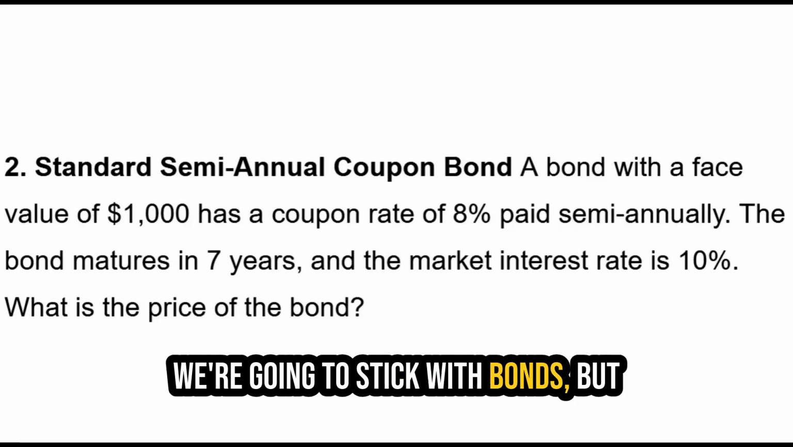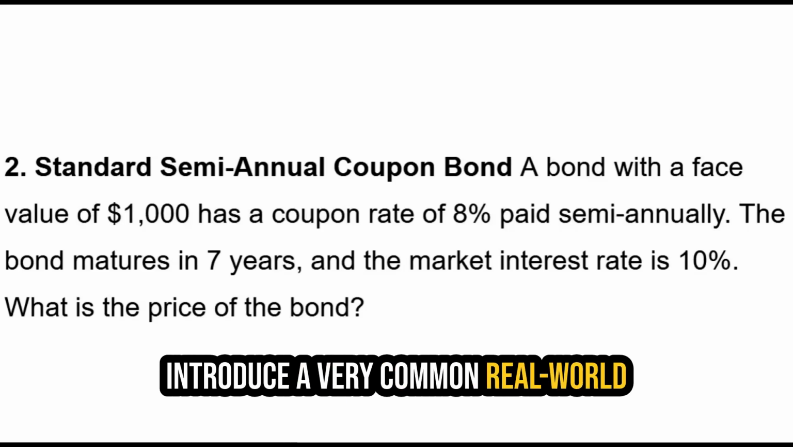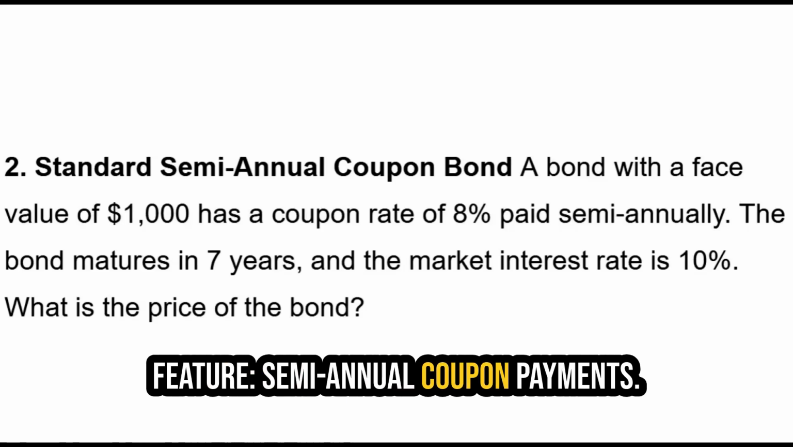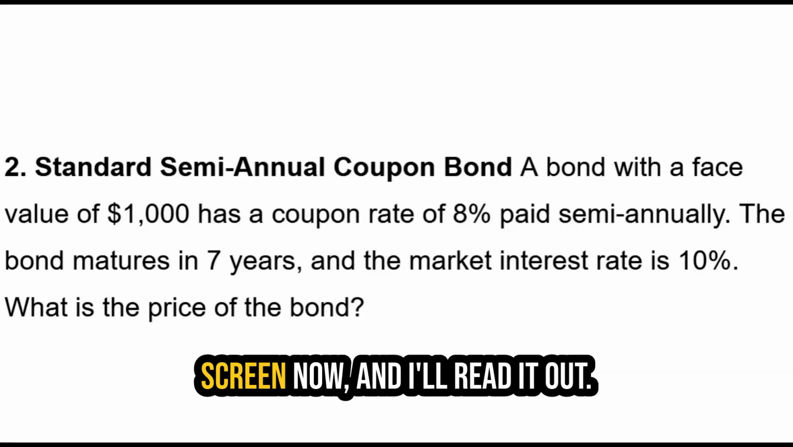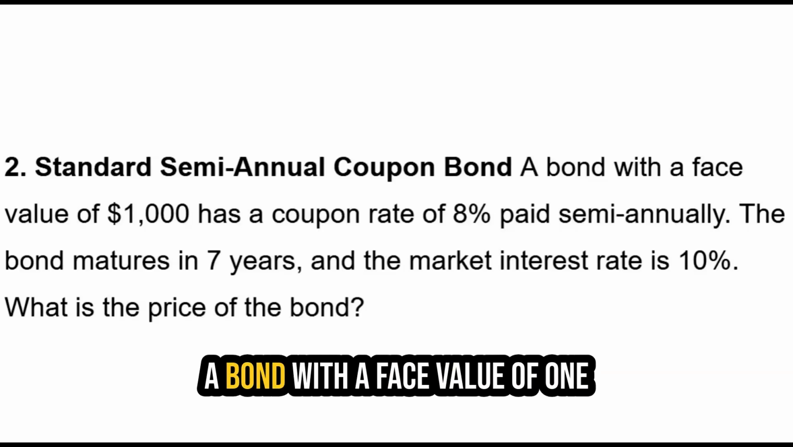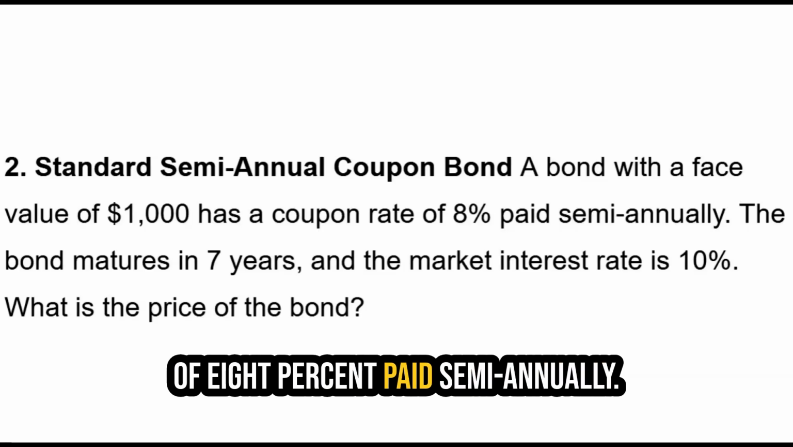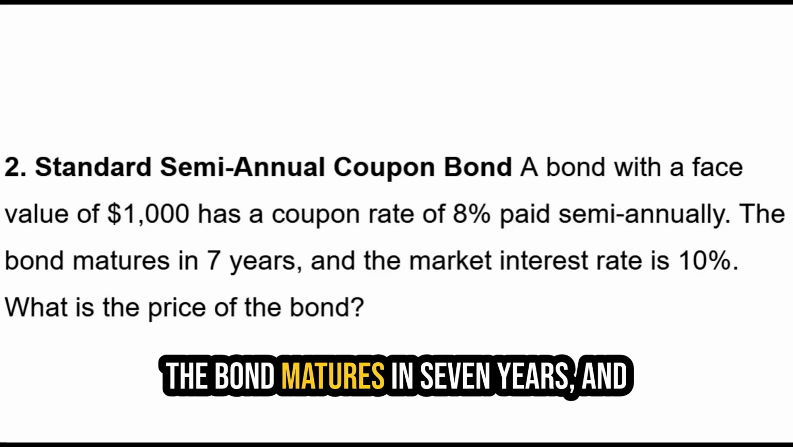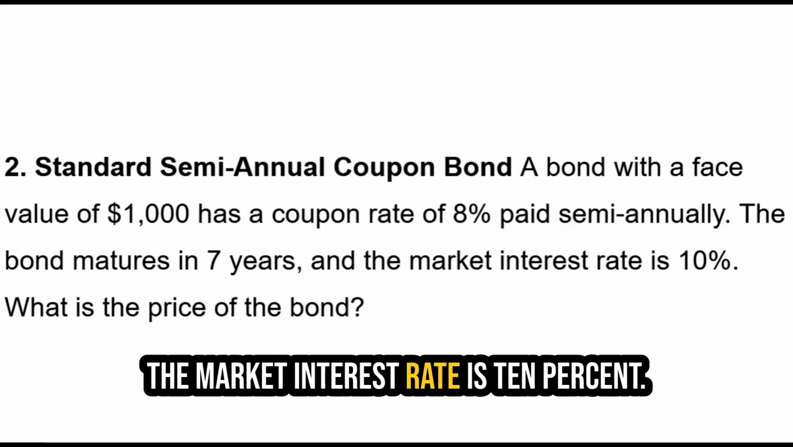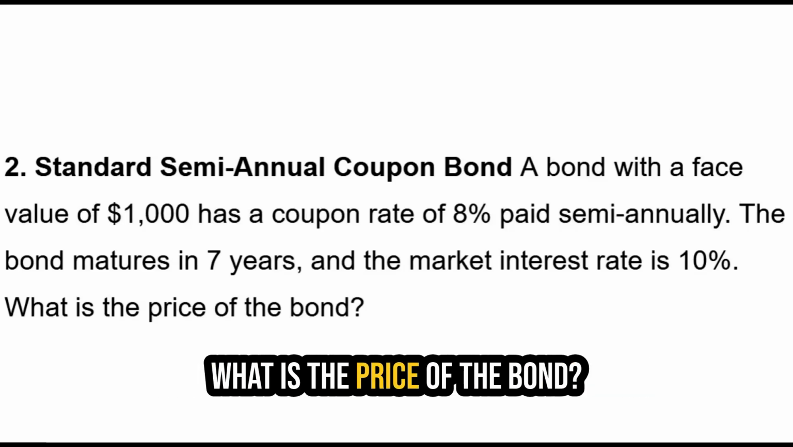We're going to stick with bonds, but introduce a very common real-world feature, semi-annual coupon payments. You can see the problem on the screen now, and I'll read it out. A bond with a face value of $1,000 has a coupon rate of 8% paid semi-annually. The bond matures in 7 years, and the market interest rate is 10%. What is the price of the bond?